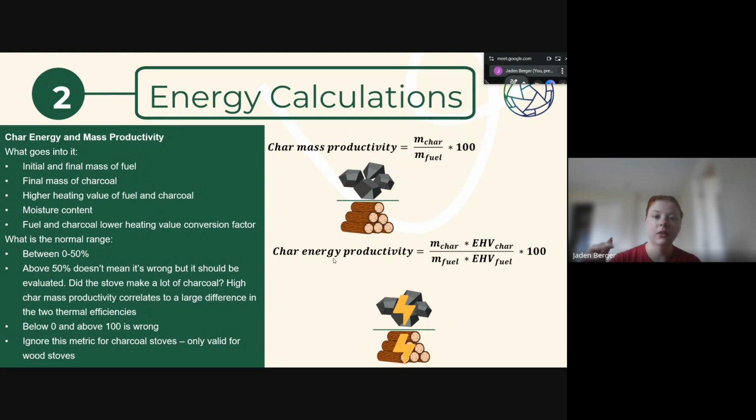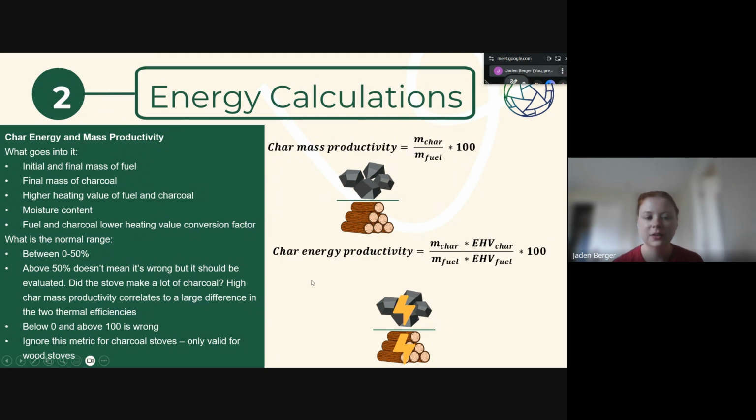You'll see that all of our energy and emission calculations, they're all connected together. So one incorrect input is going to throw off several metrics. So for example, if we have a really high char mass productivity, that's going to mean that our two thermal efficiencies are super different from each other because one is dependent on that charcoal. So we really want to make sure that we're accurately measuring our charcoal at the end of a test. If it's incorrect, then we're going to have one thermal efficiency that's probably correct and one that's way off.